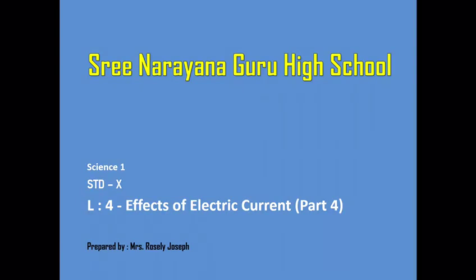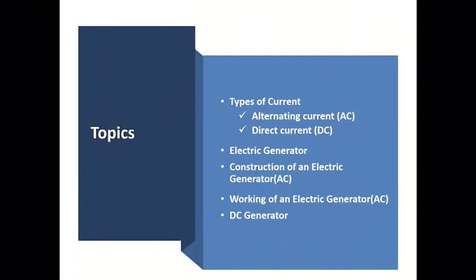Hello students, let us continue with lesson 4, effects of electric current. The topics which we are going to cover are types of current, that is alternating current AC, direct current DC, electric generator, construction of an electric generator, working of an electric generator and DC generator.